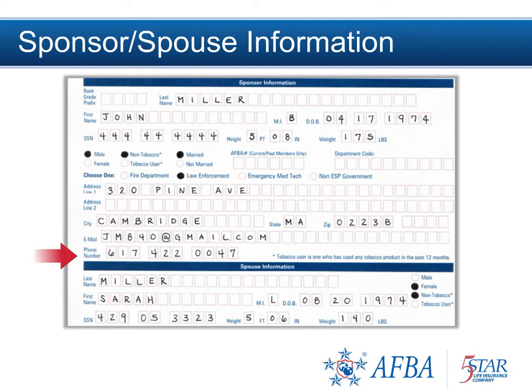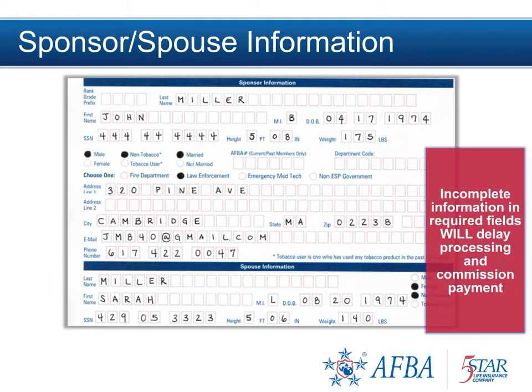Spouses can also apply for coverage on the same form. Provide the spouse's name, gender, date of birth, social security number, height, and weight. Remember, incomplete or missing information will delay processing and payment of commissions. Ensure all sections are filled out in their entirety.